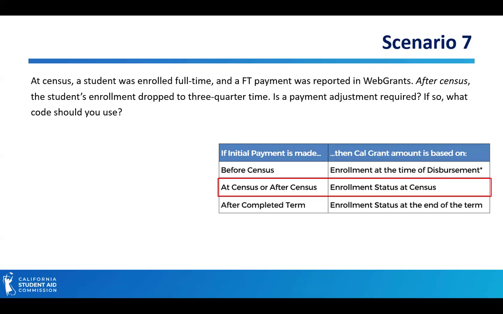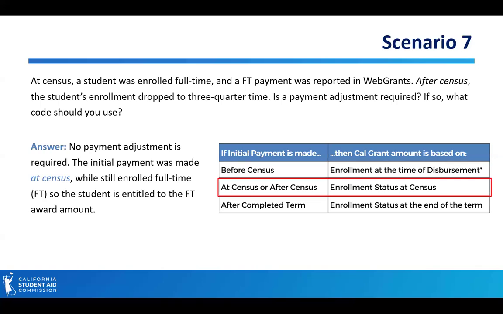I have no and full time. Anyone else want to jump on in, take a guess? Or, well, not a guess, answer? And that actually is correct. No payment adjustment is required because the student, when we paid them, was full time, and when we check they are still full time, they're good as gold.